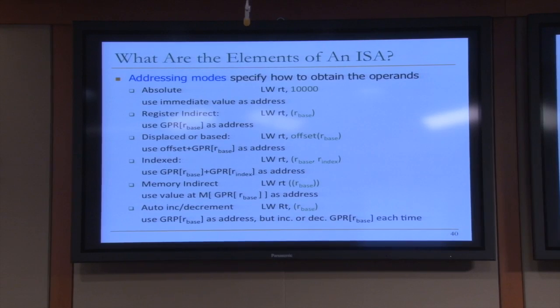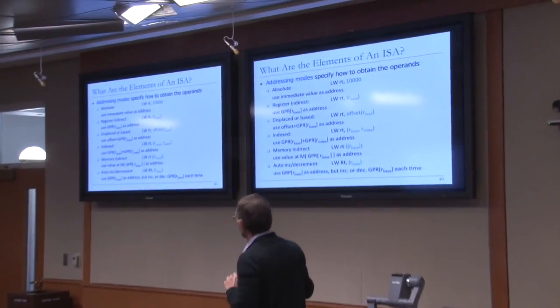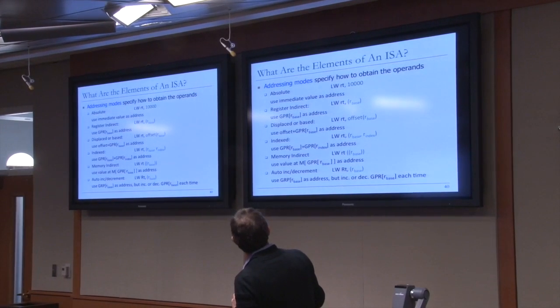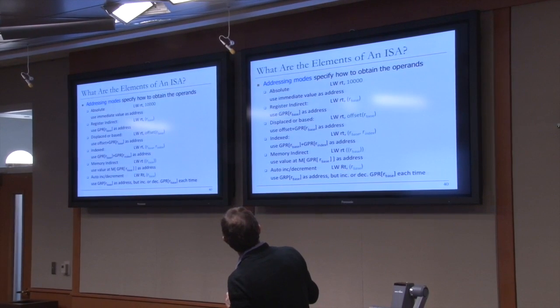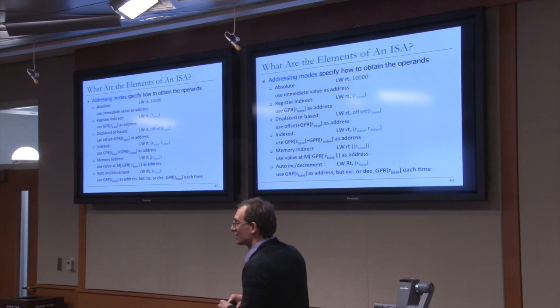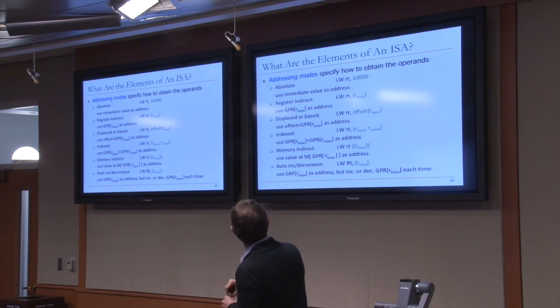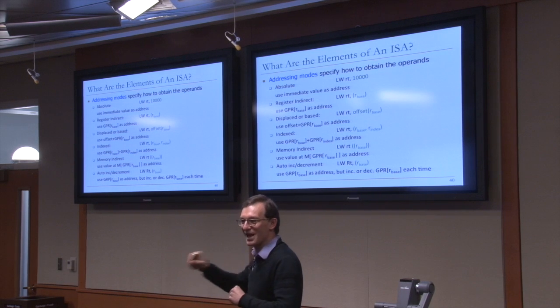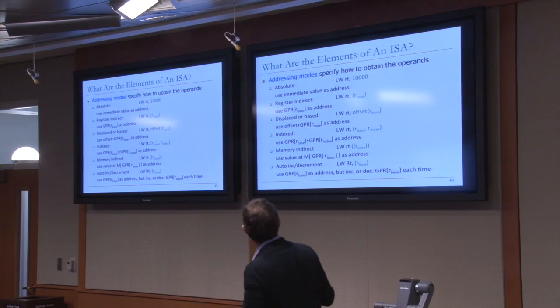And these could be valuable for some reasons, right? And I'll give you some of those reasons. Memory indirect, basically you take the value in the register, use that as an address, go to memory, and use that as an address. So you do double accesses to memory, instead of one access.